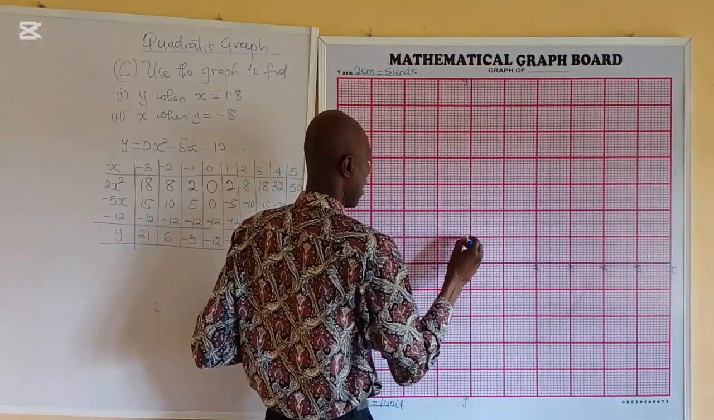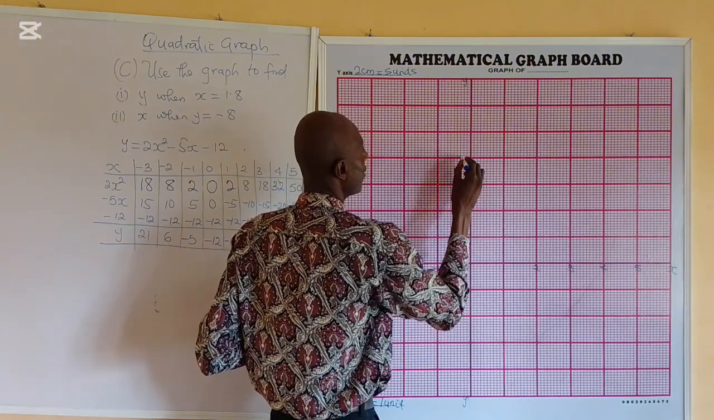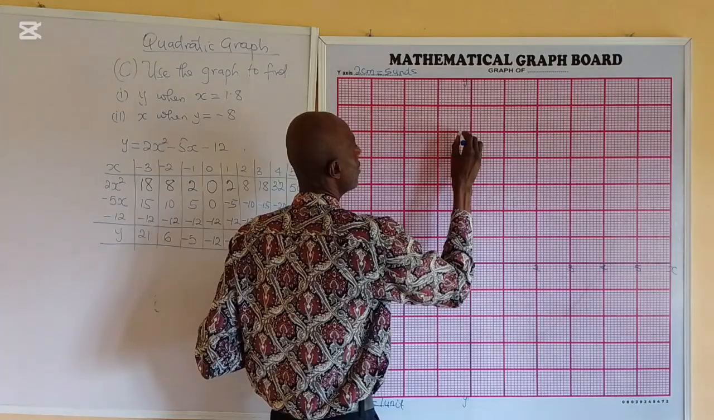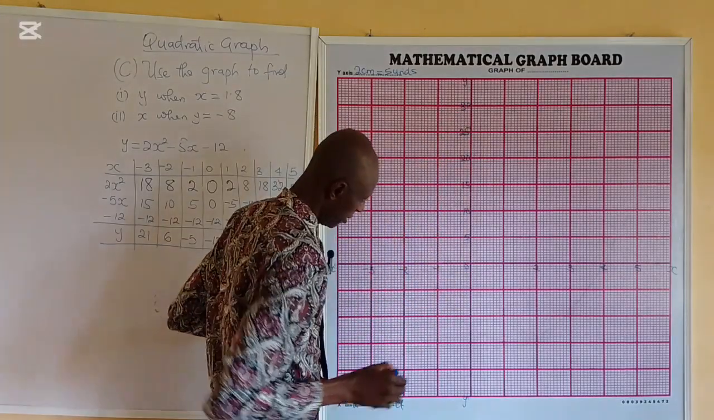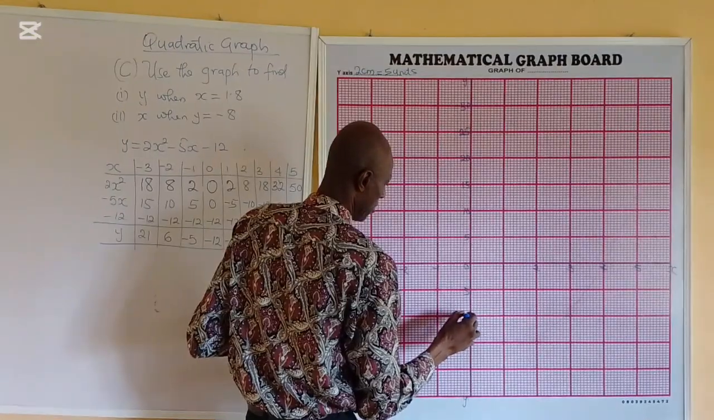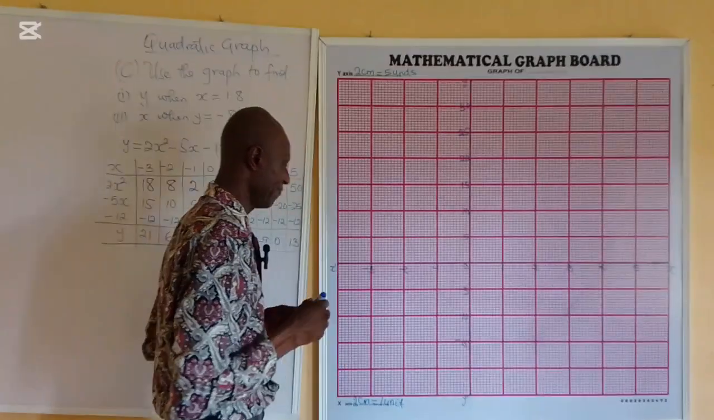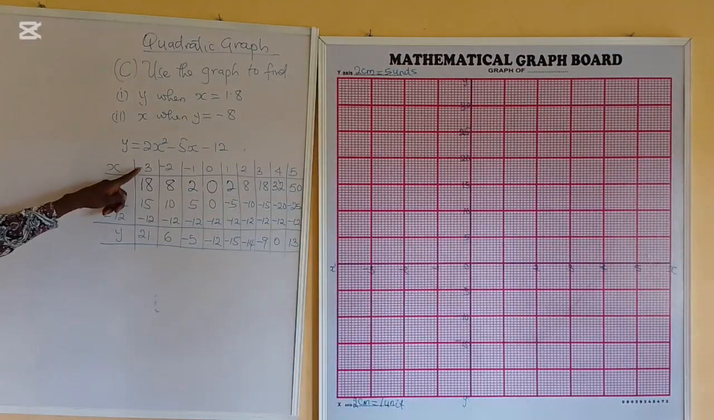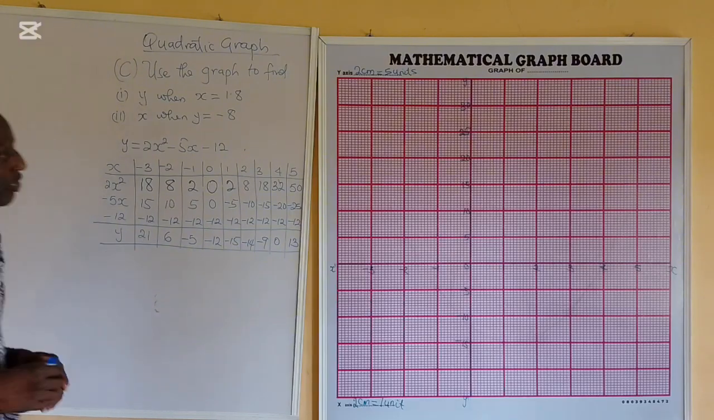So here is 5, 10, 15, 20, 25, 30, minus 5, minus 10, minus 15. So when x is minus 3, y is 21.